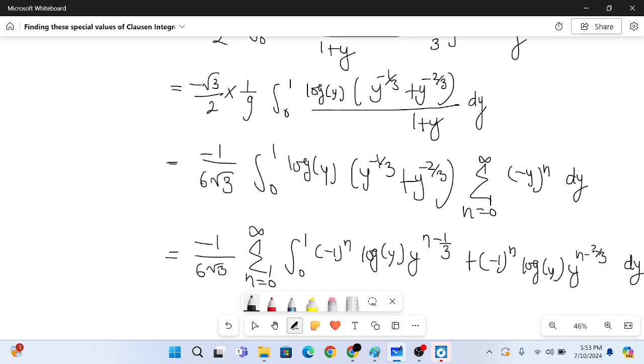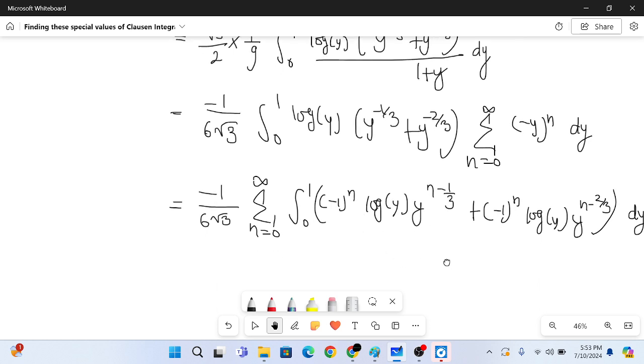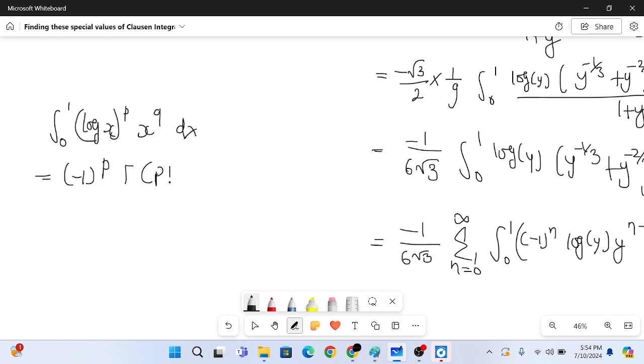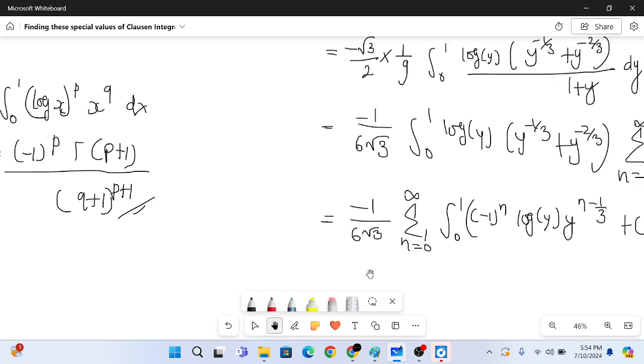Is that good? Yes, it looks good. Now I guess you know about these integrals of log to the powers of x. That is also some gamma function integral. We know that integral from 0 to 1 of log x to the power p, x to the power q dx, this integral will just be minus 1 to the power p gamma of p plus 1 divided by q plus 1 to the power p plus 1. This is the integral of the gamma function, where e has been changed to log.